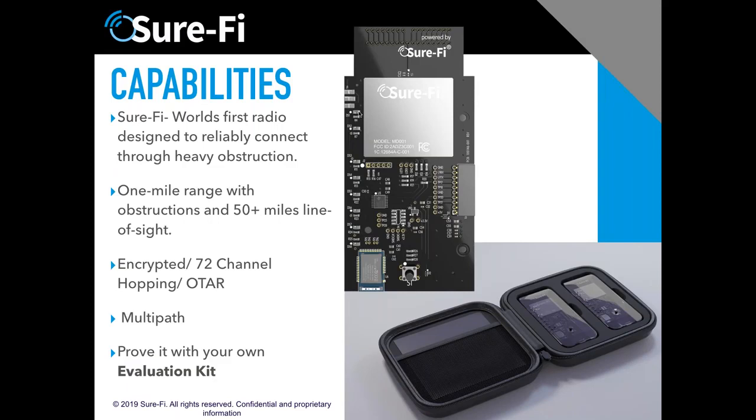So we work through heavy obstruction: concrete, glass, steel, all of that. A mile range through obstruction and 50 miles range of sight, or line of sight, and that's really a big claim. When I first came to the company, I thought, oh, there's no way that really works, which is part of the reason why at the end of this webinar, we're going to instruct you how to go into Surefire and get your own testing unit so you can have confidence in using this.